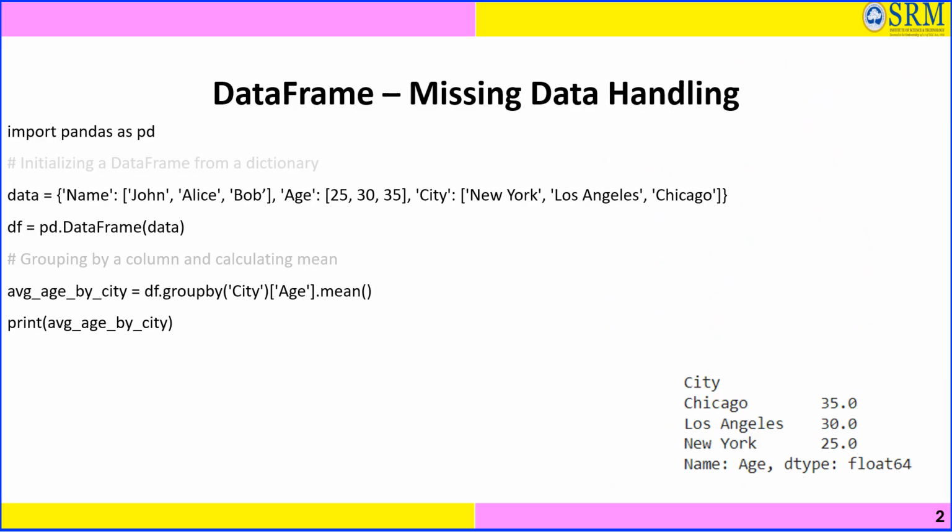So this is how we have to handle missing data. And then one more thing is mean. First we have to group by city, arranged in ascending order. So we have the groups Chicago, Los Angeles, and New York. Under this you have to consider the age. Since a city name that is not repeated has only one entry, that single entry is considered the average or mean. So 35, 30, and 25 is there.